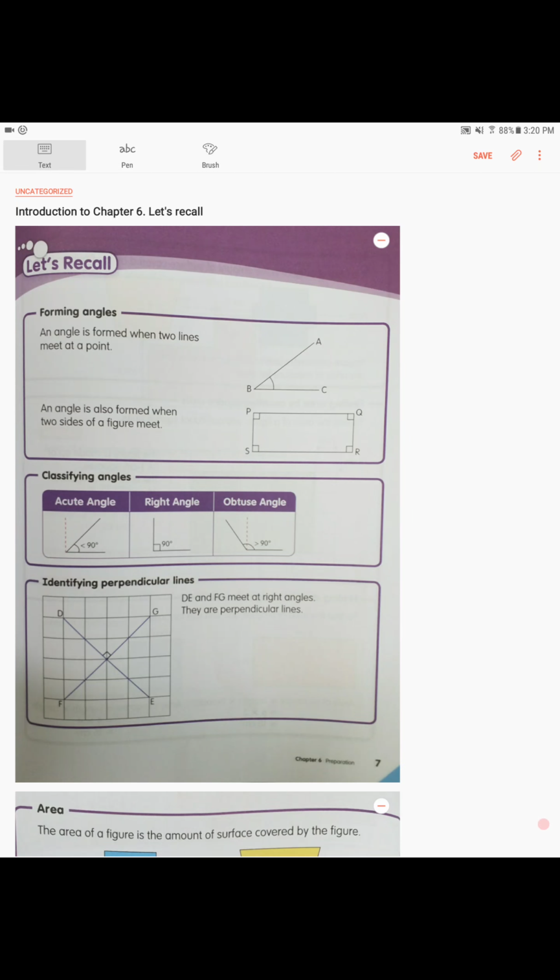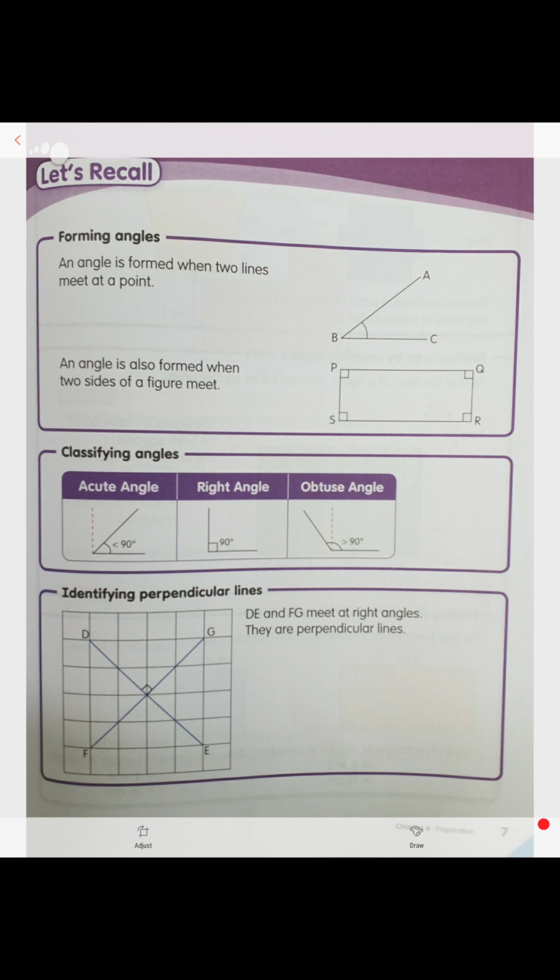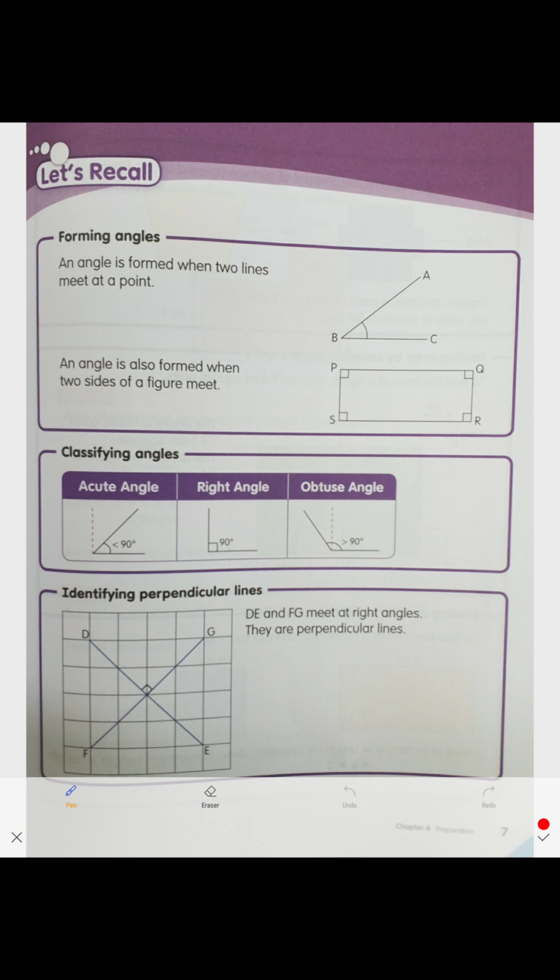Okay, hello everyone. We are starting our chapter 6, and before we start, I want to have a little video with you where we kind of recall what we know already, right? Everything is very simple. You should be able to know this. All right. Okay, so forming angles, right? The angles are formed when the two lines meet at a point.